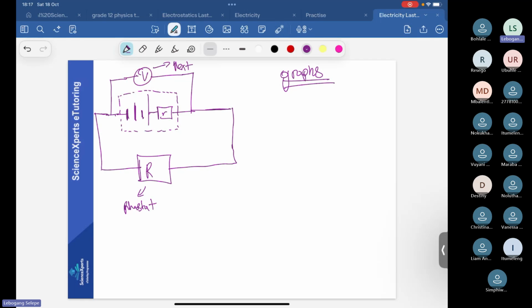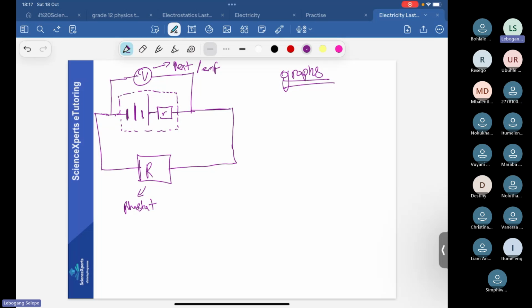The reading here is either measuring V external or it's measuring the EMF. Under which cases is it measuring the EMF, and under which cases is it measuring the V external? I will explain that one.